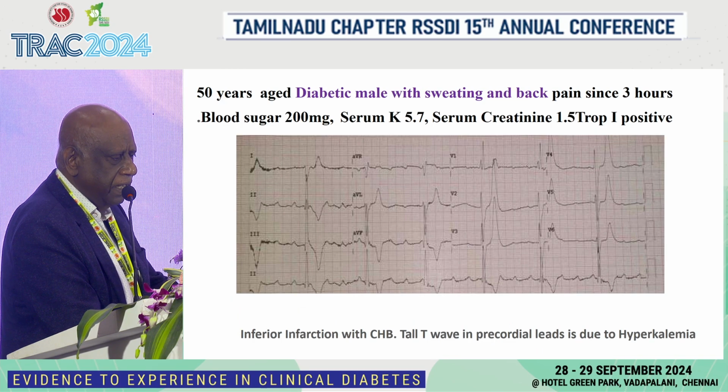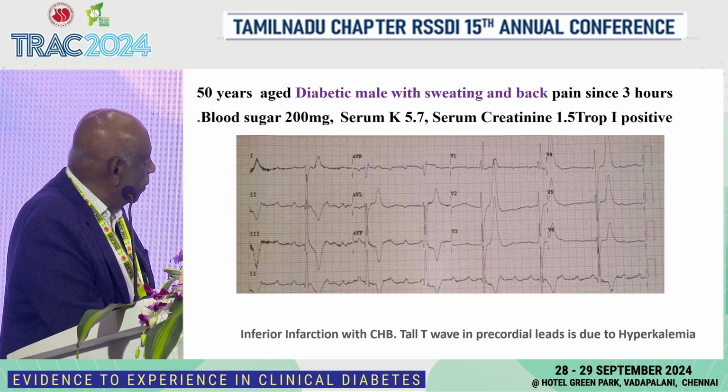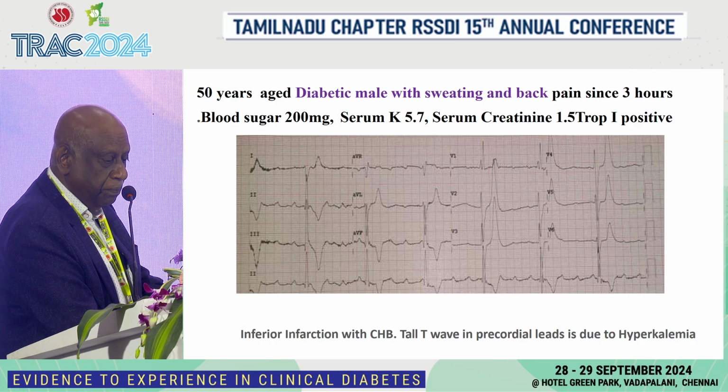And here is a diabetic male with sweating and back pain, no chest pain at all. Blood sugar is high and serum potassium is high, creatinine is borderline high. See the ECG, there is an inferior wall infarction with ST-T changes. You see here, tall peaked T wave here, again in favor of hyperkalemia.